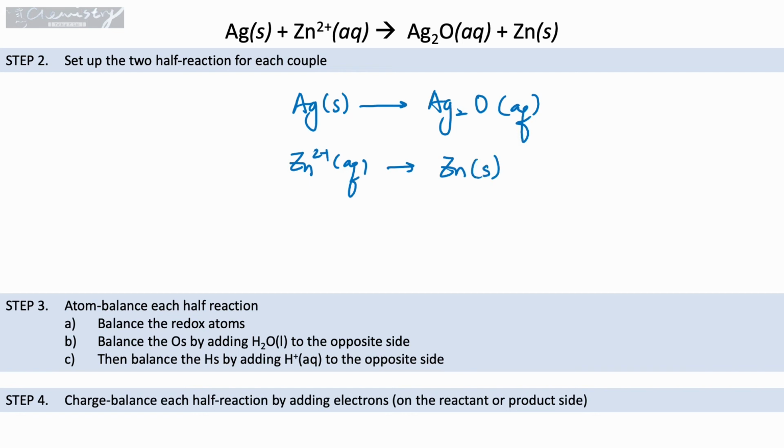Okay. For basic solution, to atom balance it, first we need to start by balancing the redox atoms. Over here we have 2 Ag and 1 Ag, so we're adding a 2, and zinc is already balanced. We are going to again balance the oxygens by adding H2Os. We have 2 O's, so we're adding an H2O over here to balance the O. And for the H's, we're balancing by adding protons. Over here we have 2 H's, so we're adding 2 protons on the opposite side.